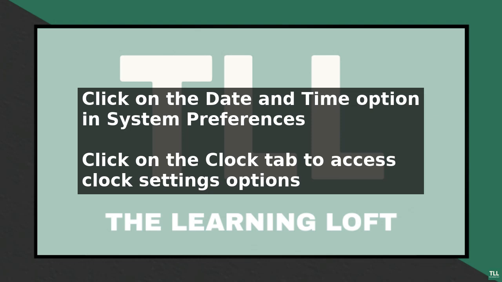If the box is checked, your Mac is currently set to 24-hour clock. To switch to 12-hour clock, simply uncheck the box. If the box is unchecked, your Mac is currently set to 12-hour clock. To switch to 24-hour clock, check the box.